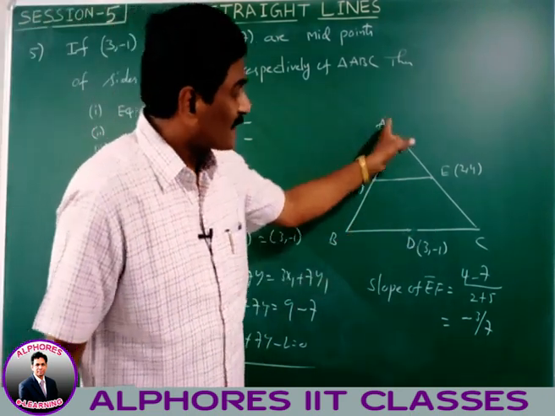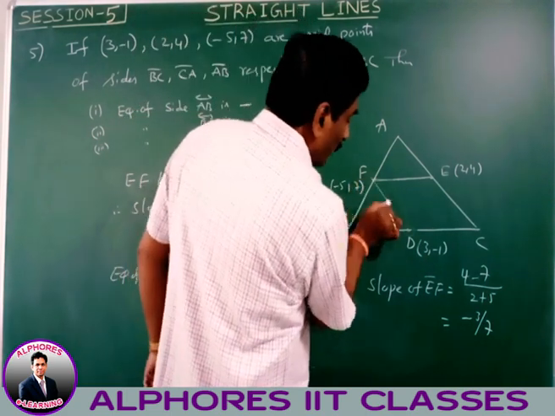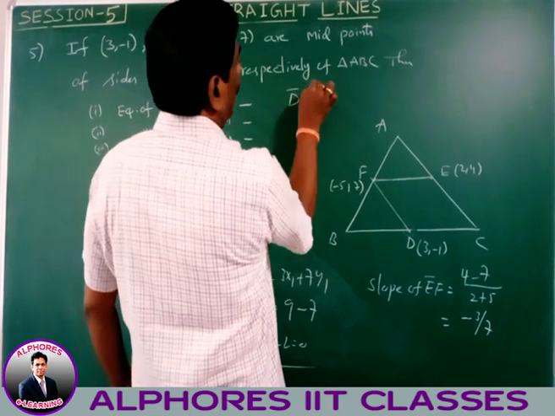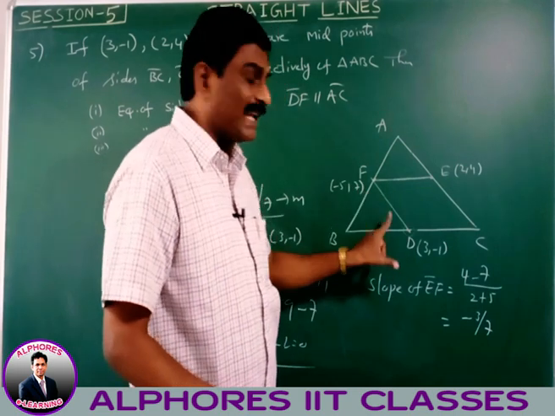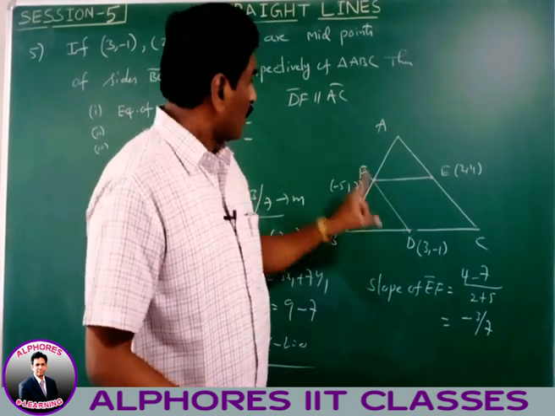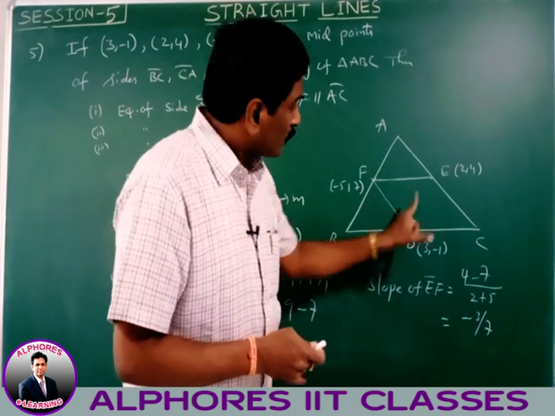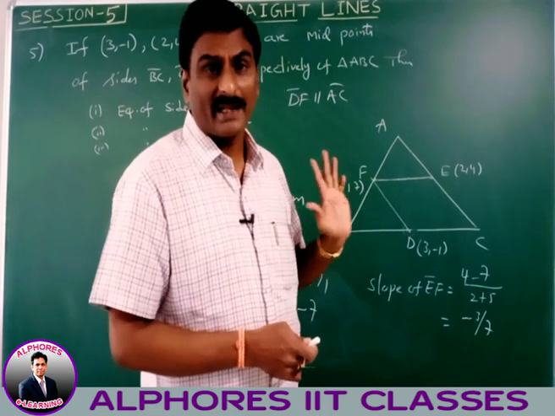Similarly, we find the side AC. Please observe this. Again, D and F are the midpoints of these two sides. That means DF is parallel to AC. So the slope of AC is nothing but the slope of DF. By using two points in (y2 minus y1) by (x2 minus x1), we find the slope of DF. The slope of AC is the same as DF. Next, by using slope-point form, we find the line AC.